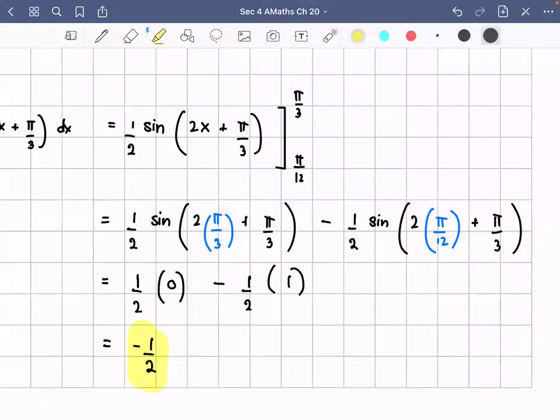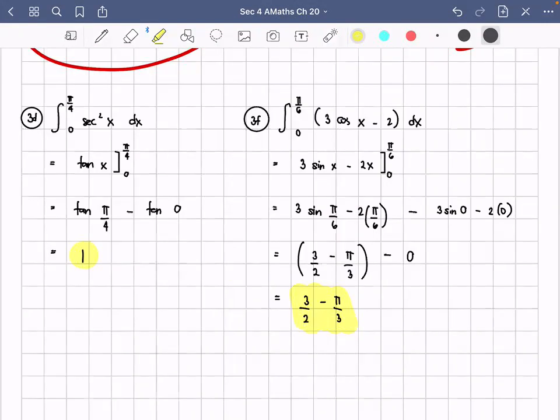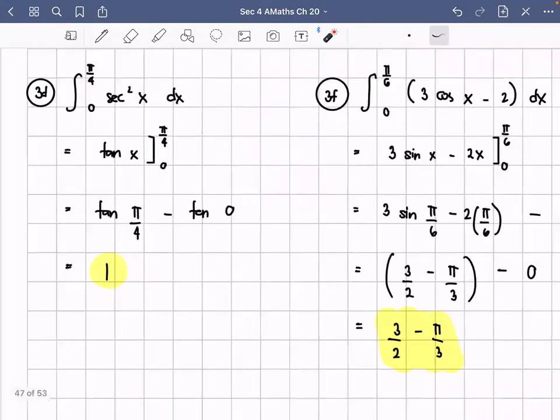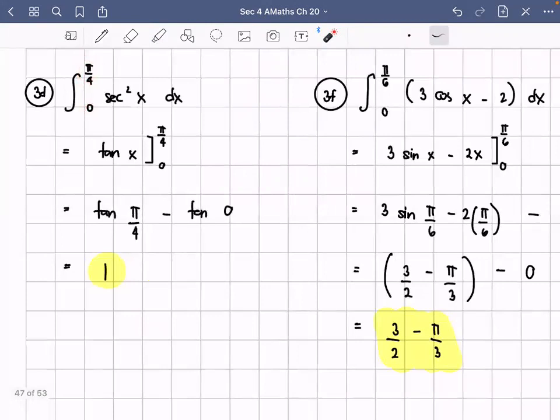Okay, so do you have any question, class? All right, so let me have this now. So 3D here. You have to get the antiderivative of secant squared x from 0 to pi over 4. So first things first, you need to get the antiderivative of secant squared x, which is tangent x. Now we get the answer for this from 0 to pi over 4. So tangent of pi over 4 for your upper limit minus tangent of 0 for your lower limit. So your answer is 1.